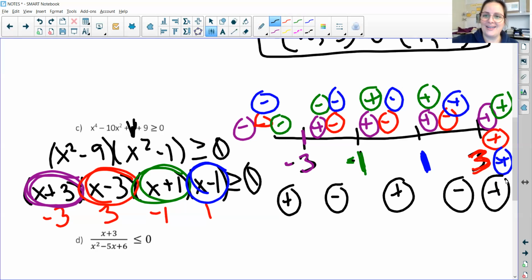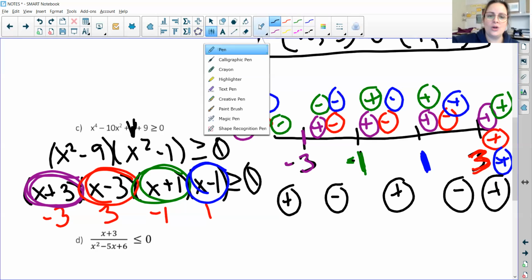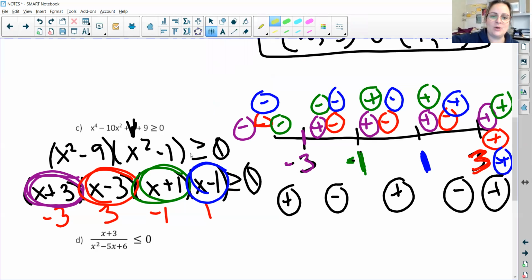All right, so this question was asking where the solutions are, or we're looking for the solutions where we will get values that are equal to or more than 0. More than 0 means where is it positive? So our solutions are positive here, in this section here, and this section here.